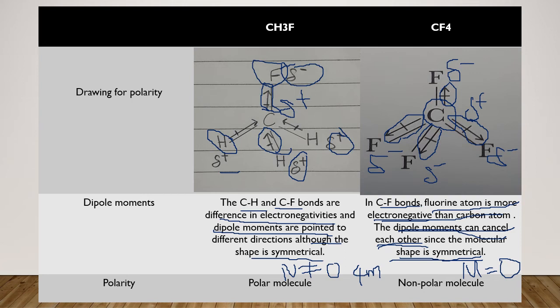Then you have to state the polarity of the molecule, whether it is polar or non-polar. Fluoromethane is a polar molecule, and carbon tetrafluoride is a non-polar molecule, and you will get 2 marks here. Okay, that's all for question 17A.